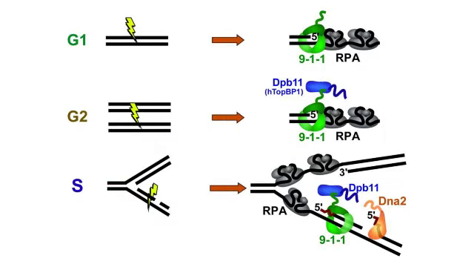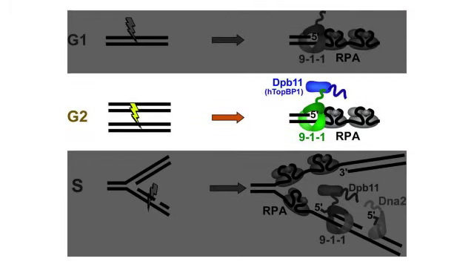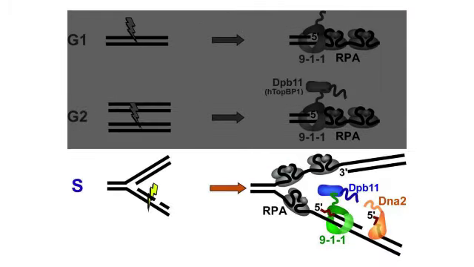Although 911 is not the only protein that activates MEK1 for DNA repair, it is one of the most important. It's involved in the G1 checkpoint of the cell cycle, the G2 checkpoint, and the S-phase checkpoint.